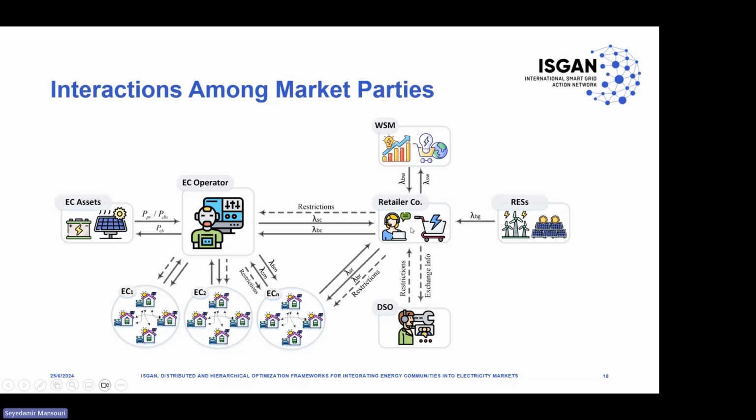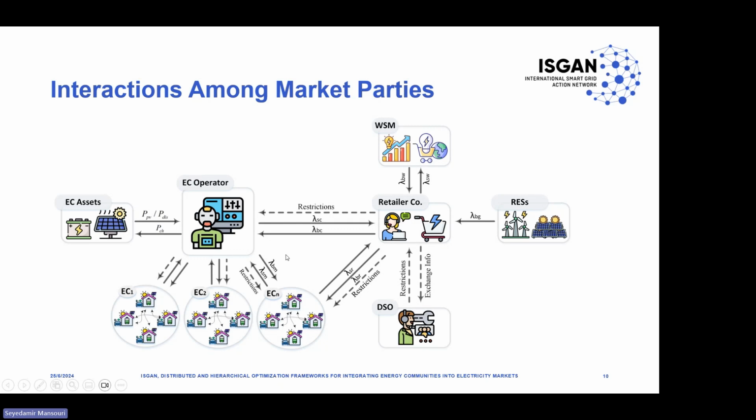And after finalizing all these transactions, they are going to send the amount of power exchange at each node of the network to the DSO. So the DSO can implement a power flow and check the feasibility of these transactions. If the DSO finds any infeasibility in these transactions due to security constraints, voltage issues, or congestion, it communicates the limitations to the retailer. So the retailer can communicate these limitations to all market parties.